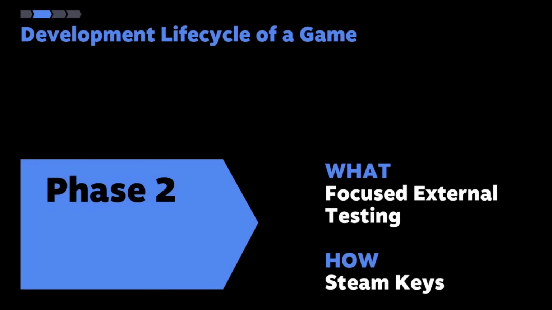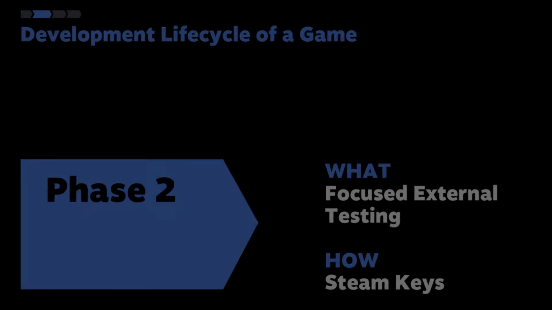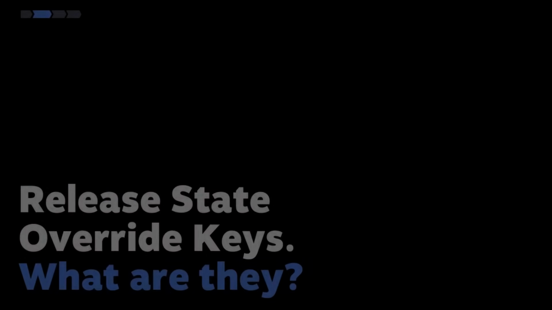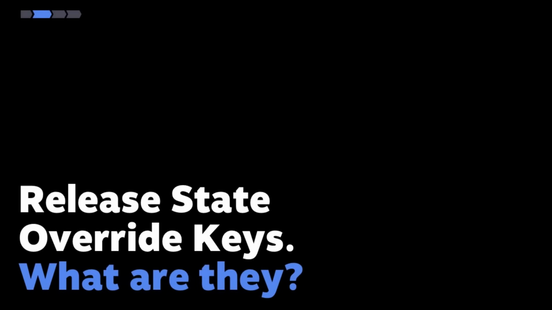Steam keys are a useful tool for this type of beta. Steam keys offer you a way to grant specific users access to your development build of your game, meaning that you get to select which players get access and which players get to be testers, which makes it great for friends and family betas or other small closed betas. The type of Steam key that we'd recommend using for this type of beta during this phase of development is a release state override Steam key.